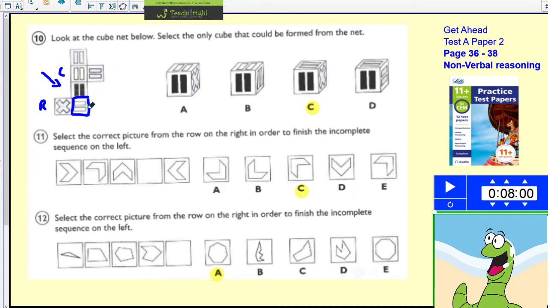What should have happened, of course, is if I've got a combination with this diamond and this white, let me rub it out so it's a bit clearer. These black lines should be sort of pointing in towards the side of the white one. Of course, they're both pointing at each other on this one, so that's A gone. What about B?